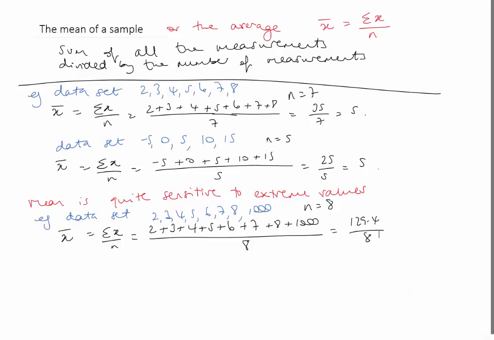No, I'm sorry, I just copied that down wrong off my notes. So obviously that's equal to 1,035 over 8, which is 129.4. So you can see, even though almost all the values are the same between these two data sets, they have a really, really different mean, or average.